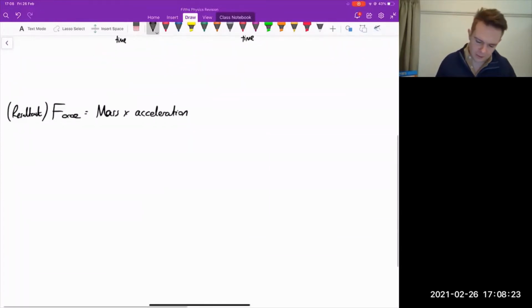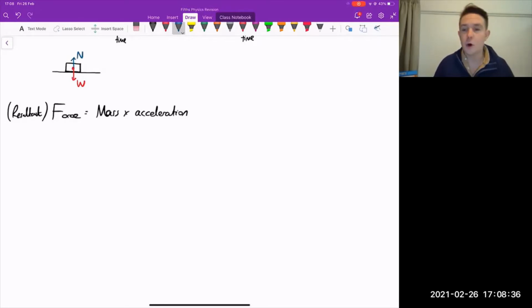Because Newton's first law says that if the forces on an object are balanced, so for instance, a book on a table, we've got weight acting downwards and the reaction force, what I call the normal reaction, because it's perpendicular to the table. Let's write that in. Normal reaction and the weight, they're balanced, right? The arrows are the same length. The book is stationary. Resultant force equals 0.